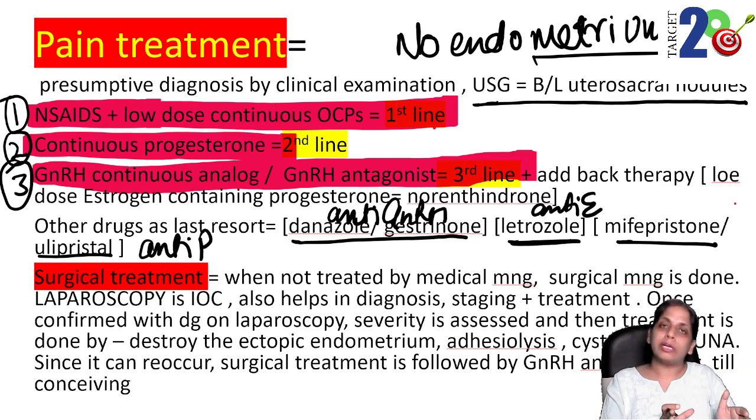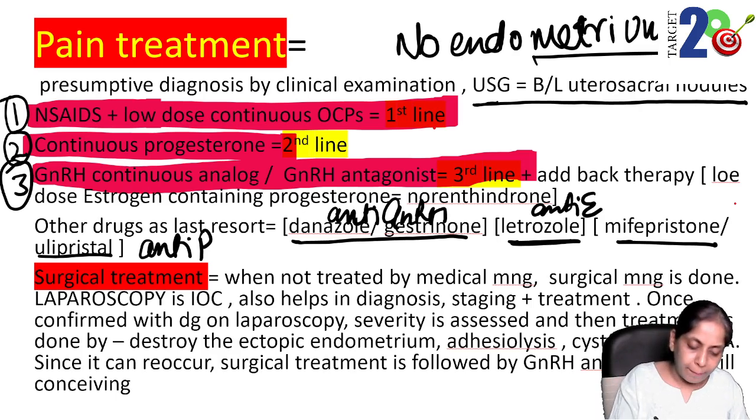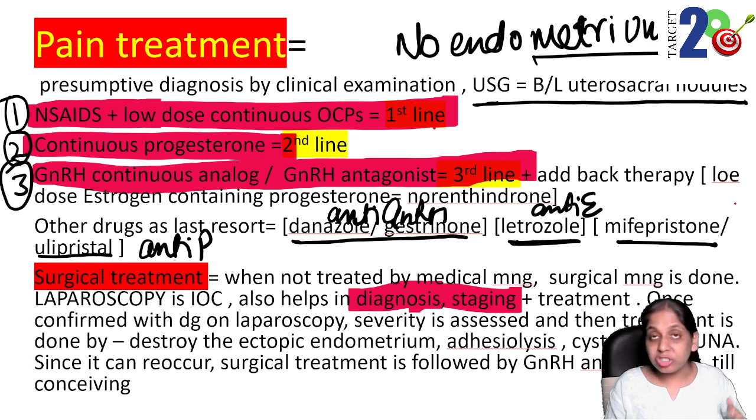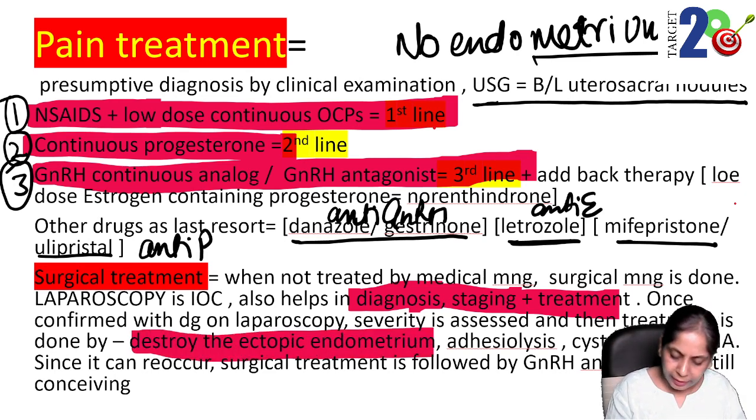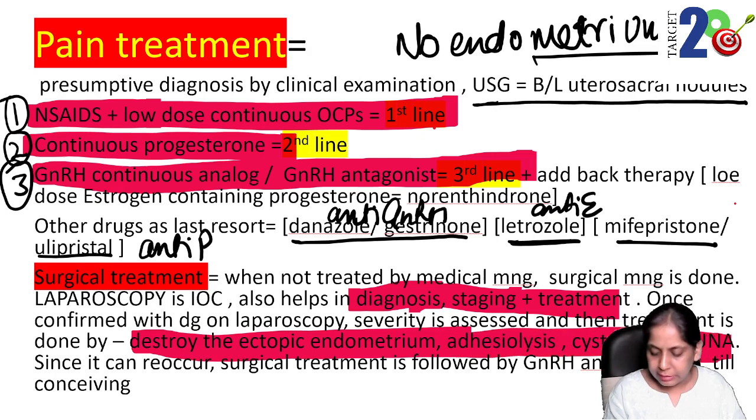And now we would like to go for laparoscopy. This laparoscopy will also help us in diagnosis and in assessing the stage. There are basically 4 stages: minimal, mild, moderate, severe, depending on the severity. And then we can also treat. What surgery do we do for the endometriosis patient? Of course, if it is a cyst, we do cystectomy, as already discussed. For the chocolate cyst, cystectomy. And for the other lesions, we will destroy the ectopic endometrium, adhesiolysis, cystectomy. These are all the things which we can do.